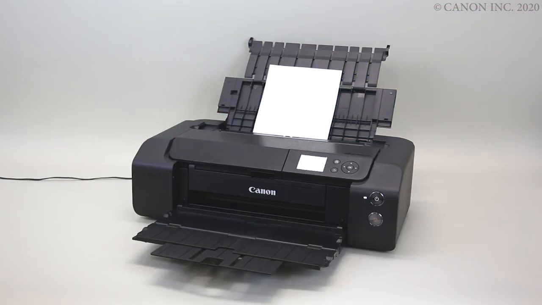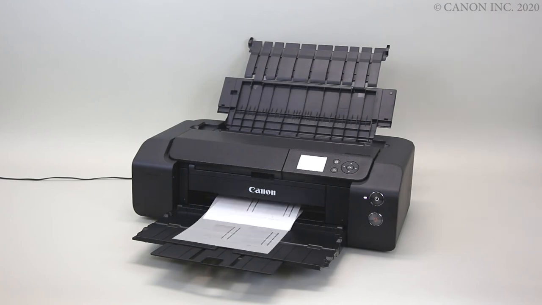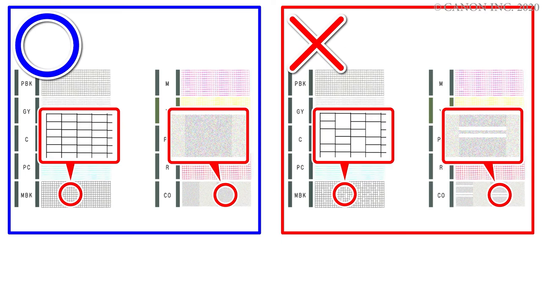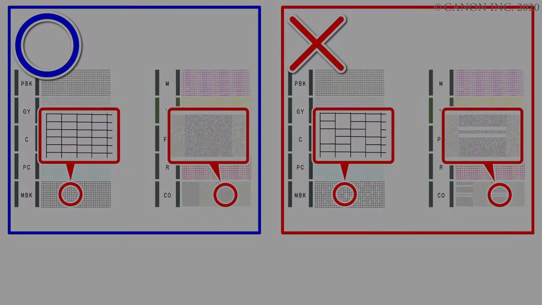Print head cleaning is performed in two steps. First, printing the nozzle check pattern. Second, performing a cleaning according to the condition of the pattern.